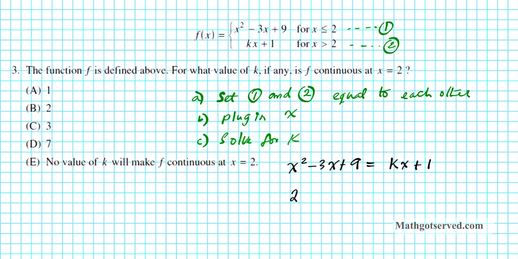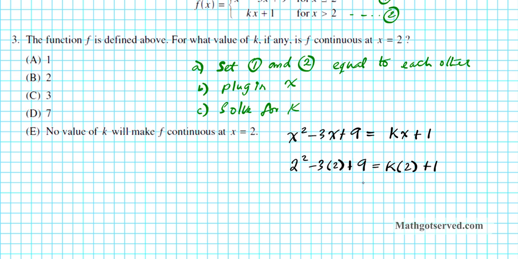So you have 2 squared minus 3 times 2 plus 9 equals k times 2 plus 1. Alright, if we simplify this, we're going to get 4 minus 6 plus 9, subtract 1 from both sides, equals 2k. And then we have 2k equals 4 minus 6 is negative 2 plus 8. And then negative 2 plus 8 is 6, divide both sides by 2, k equals 3.